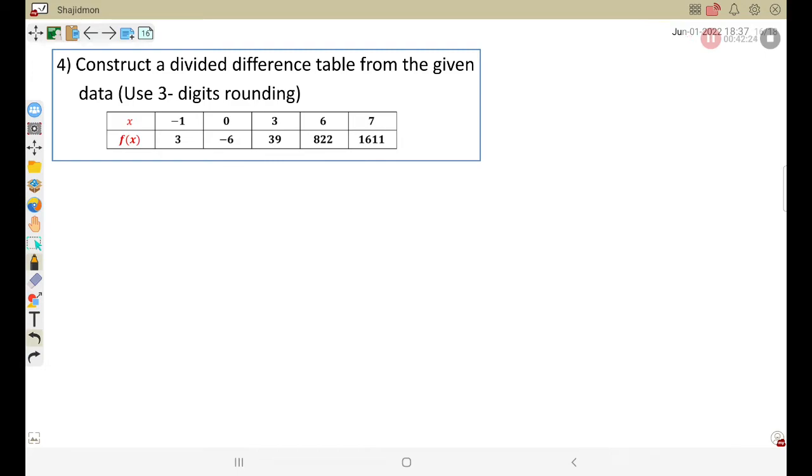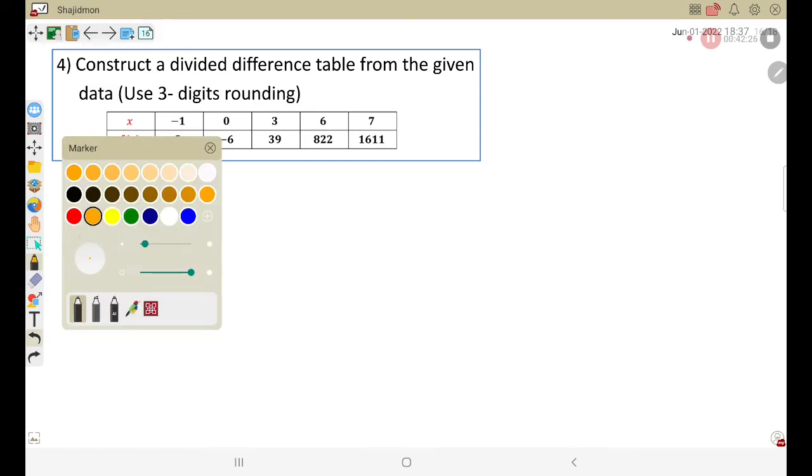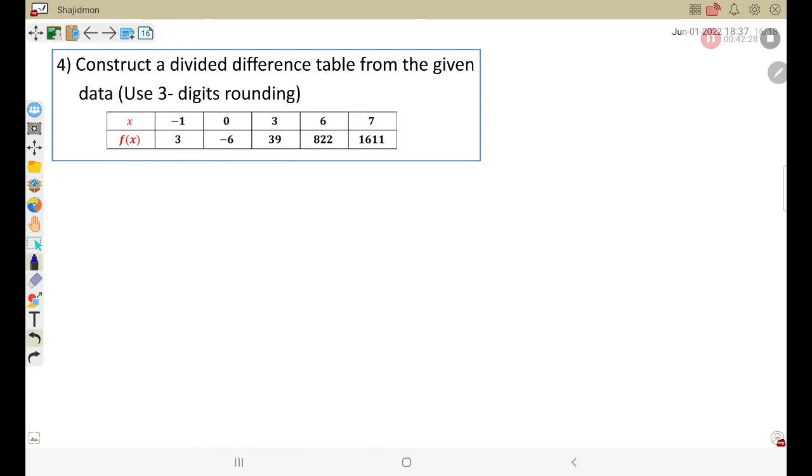and how to create the table. Now we are doing some more numbers, how to create the table only. Okay, how to construct the divided difference table. Construct the table only from the given data using 3 digits rounding. Only creating the table, how to do it, we are doing some questions here. For example, x numbers: -1, 0, 3, 6 and 7.